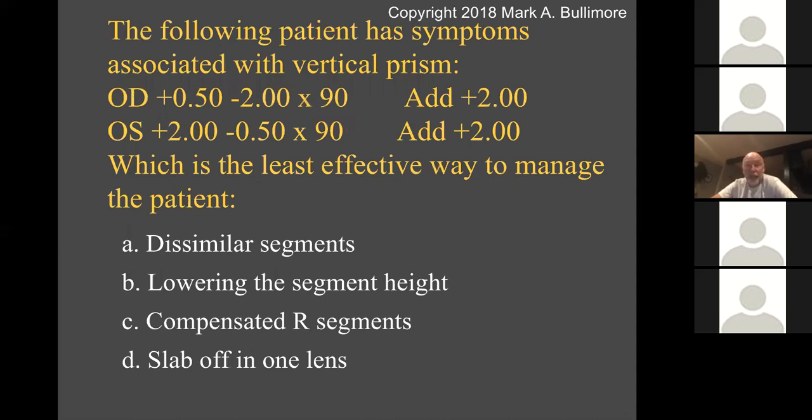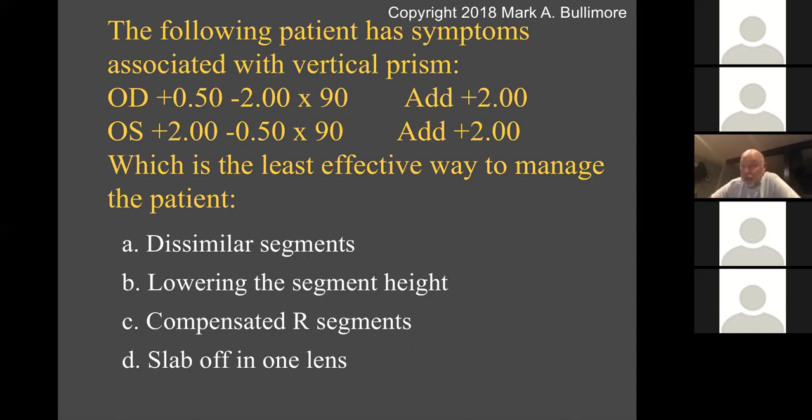Okay, there's another question for you. The following patient has symptoms that you basically associate with vertical prismatic effect. They've got eye strain and occasional diplopia looking through their bifocals. What's the least effective way to manage this patient? And I'm showing my age, and I think actually C, compensated R segments, is no longer in the outline for the boards, but it would be an effective way to manage this.